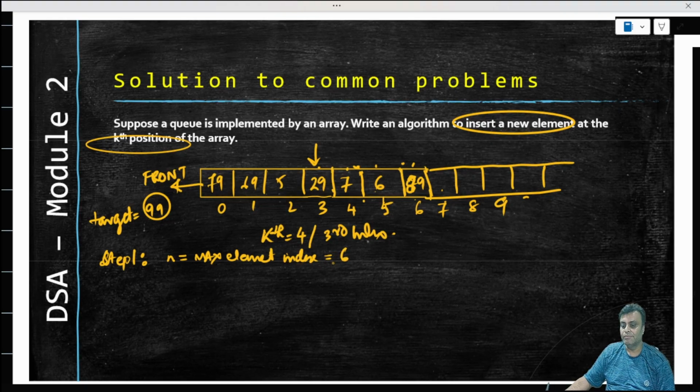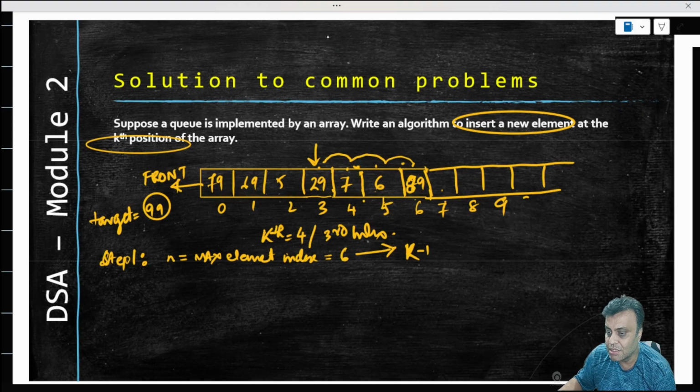So what we will do is, we will say that n will go from 6 to k minus 1, because k is 4, which is the position we are interested in, the index. So from 6 it will go here, here, here, in terms of decrementing the index positions, right? So from 6 it will go to k minus 1, which is basically our 3, with a step of minus 1.